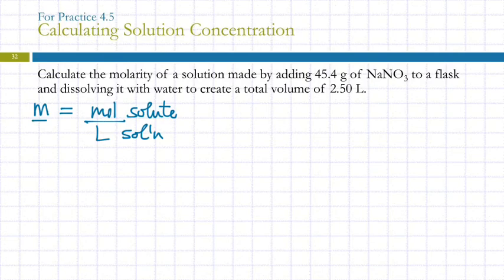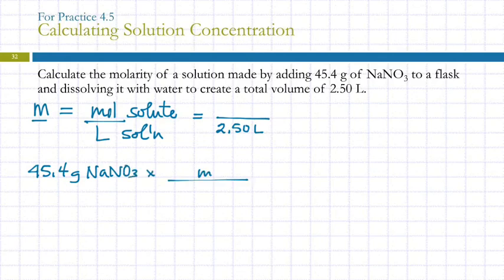Do we have either of those? Did they give us moles of solute? No. Did they give us liters of solution? Yeah, they did. So they told us it was 2.50 liters of solution. So that's good, but they're going to make us calculate how many moles of sodium nitrate. So 45.4 grams of sodium nitrate. And we want to convert that into moles of sodium nitrate. So we'll be dividing by grams of sodium nitrate so the units work out.